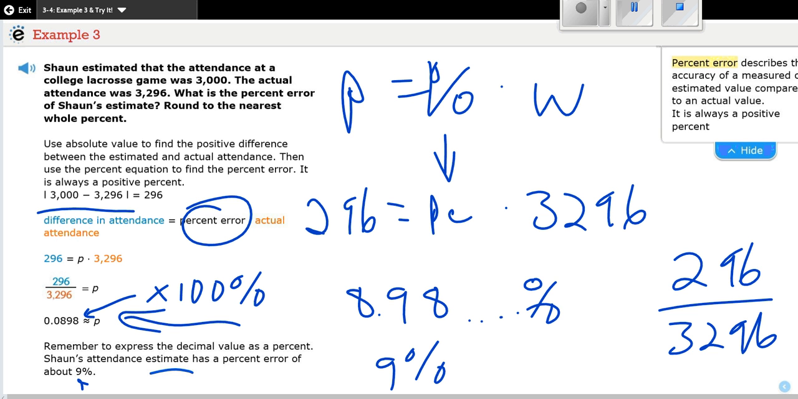So percent error basically takes not a new idea, but an additional step of using absolute value to find a positive difference, which just sounds funny. That's an oxymoron. Yes, I just said oxymoron. Hopefully you know what that means. If not, that's a good question to ask in class.